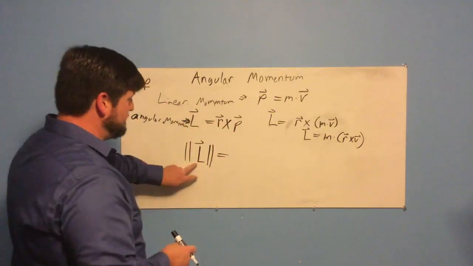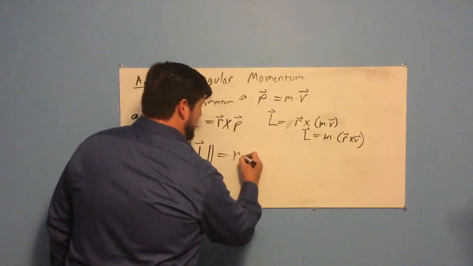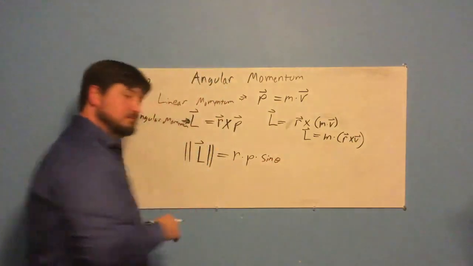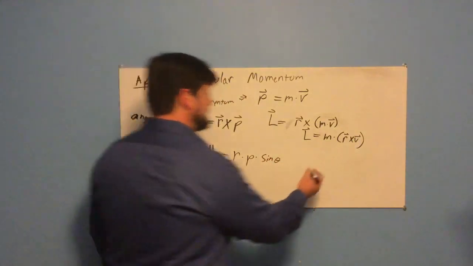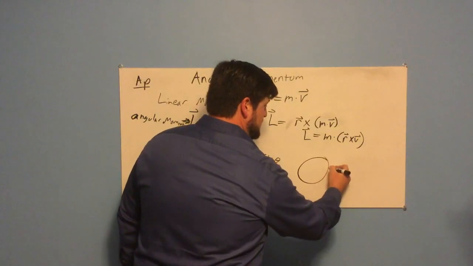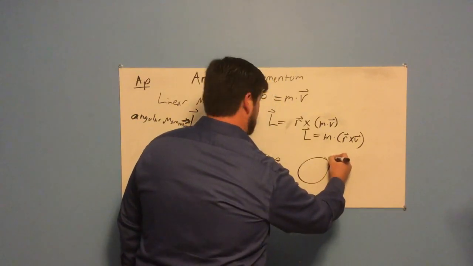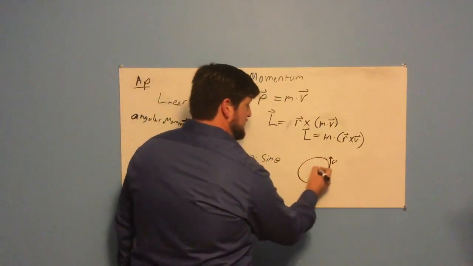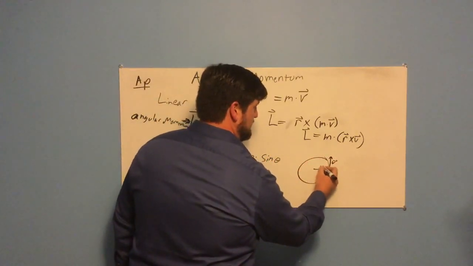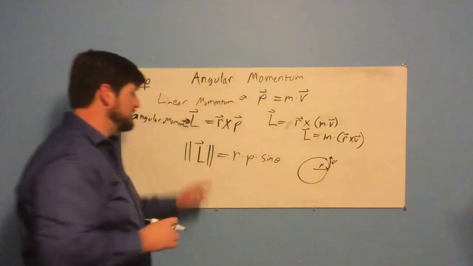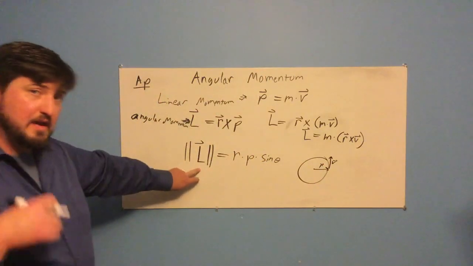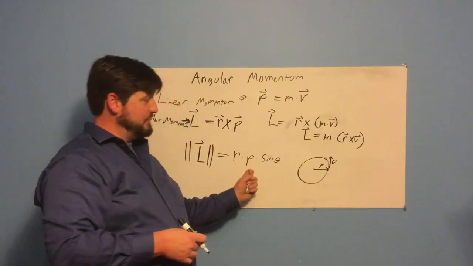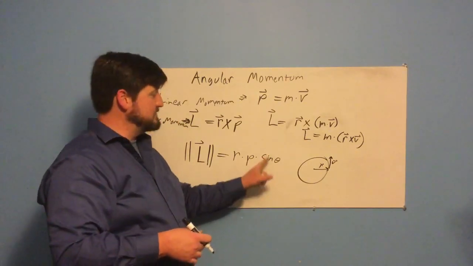So when we try to find the magnitude of this, it's going to be like what we got for torque: r times momentum times sine theta. So if you have some kind of a motion like this, velocity like so, mass doesn't have a direction, r like so, you can figure out the magnitude of your angular momentum by doing r times the momentum, or m times v, times sine theta.